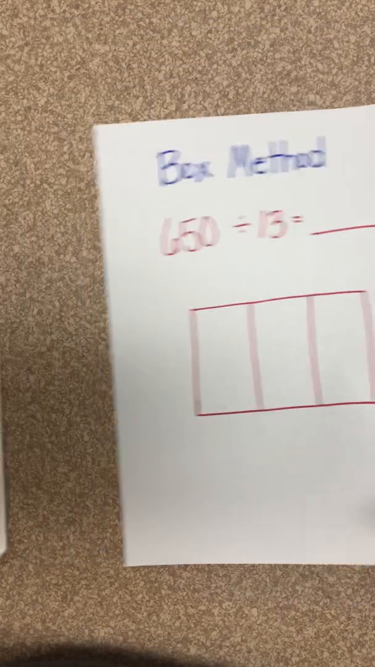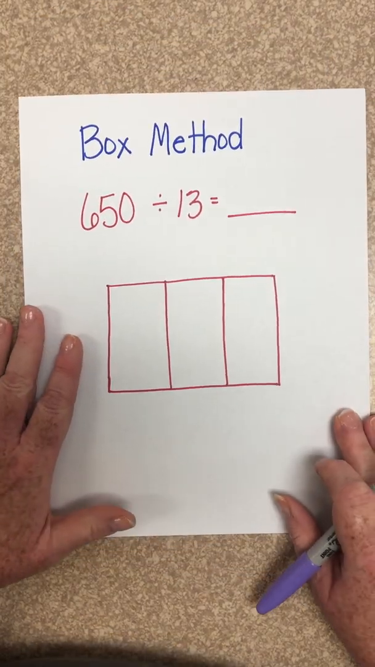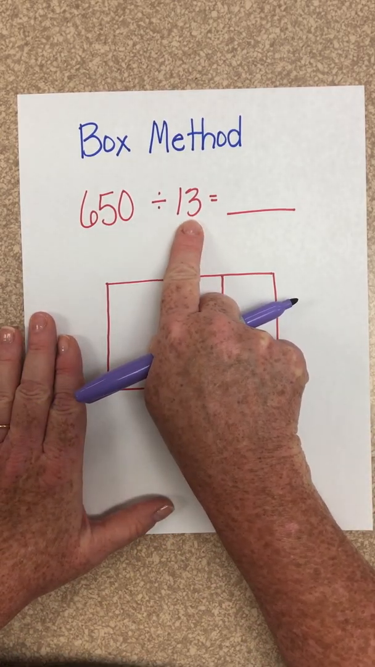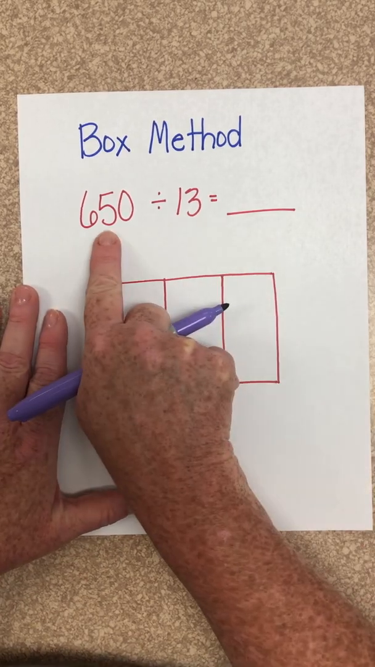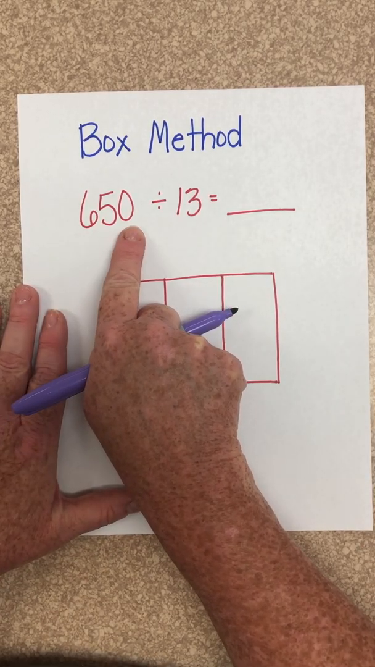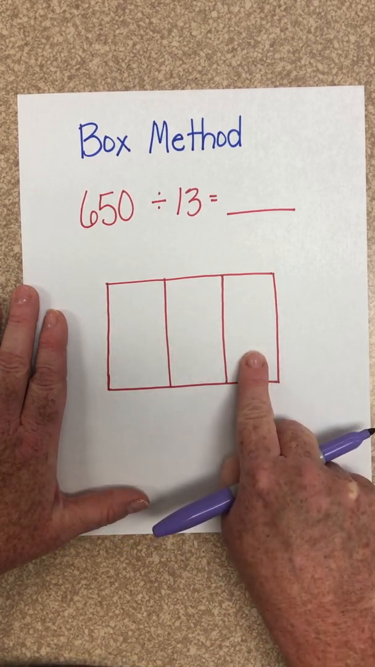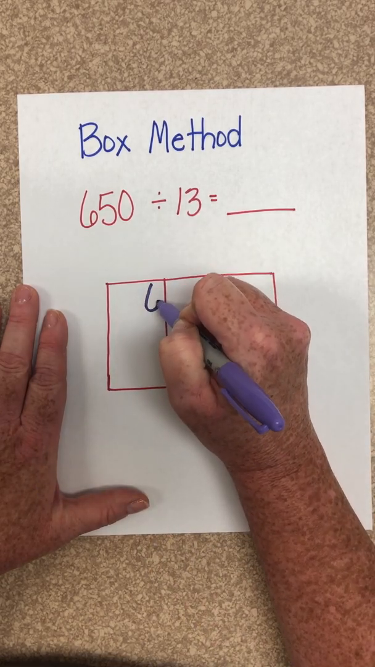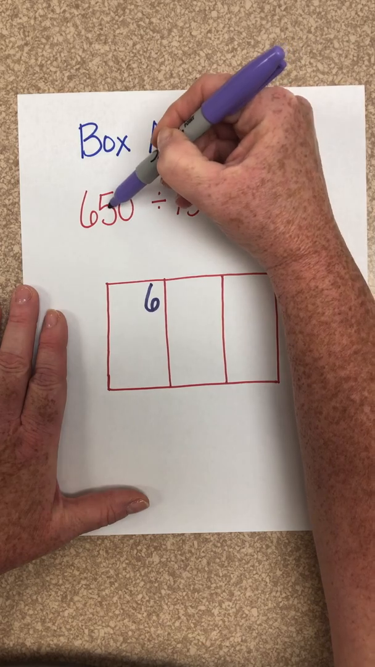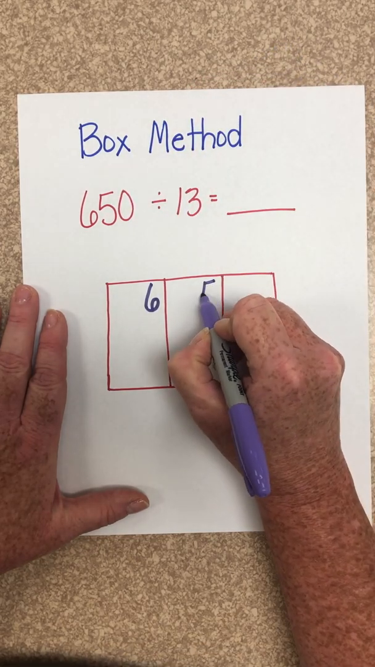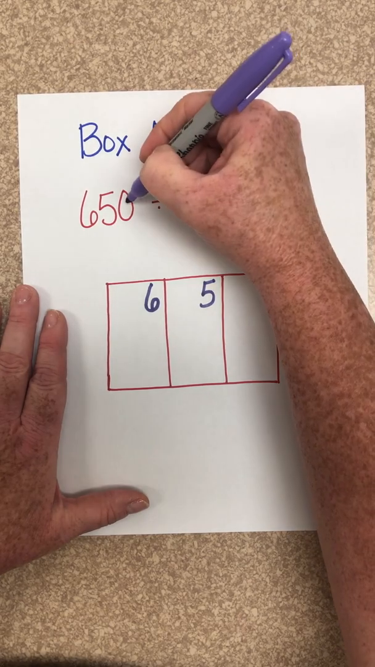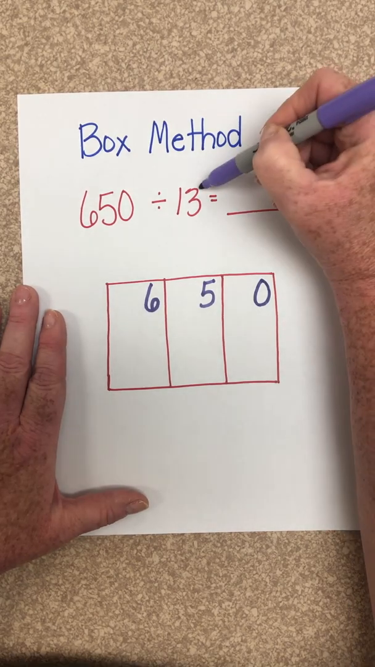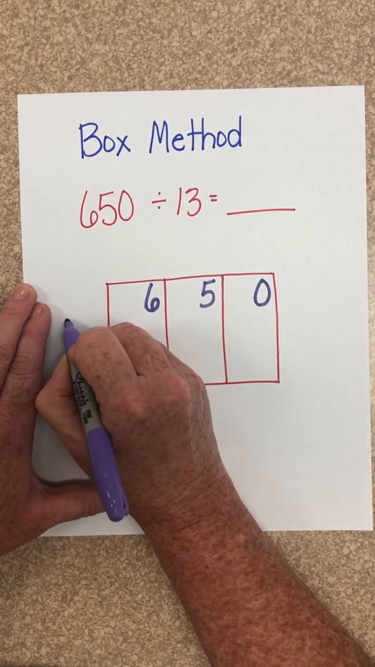Now let's look at another method to solve this problem called the box method or box division. The problem is 650 divided by 13, and we're going to find out. We take the first number, and notice it has 3 digits, so we need 3 columns. The first digit, 6, goes in the first column in the upper right corner. We put the 5 in the middle column and the 0 in the last column. 13 is the divisor. It goes out front.